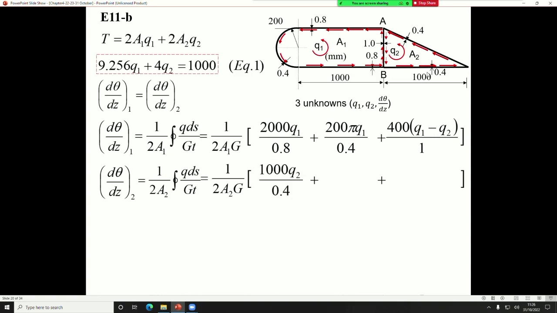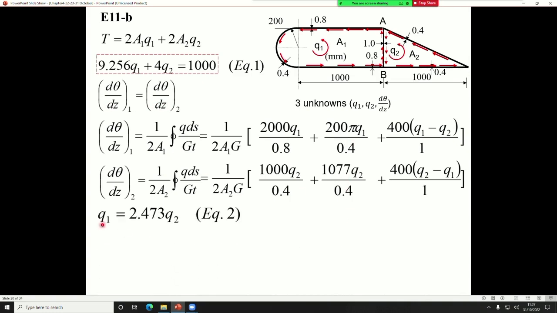This is the first one, the second one, and this is Q2 minus Q1. Now I'm going to equate these two equations. These two must be equal because of compatibility of the system. So these two are the same. If I equate these two, it gives me an equation in terms of Q1 and Q2.